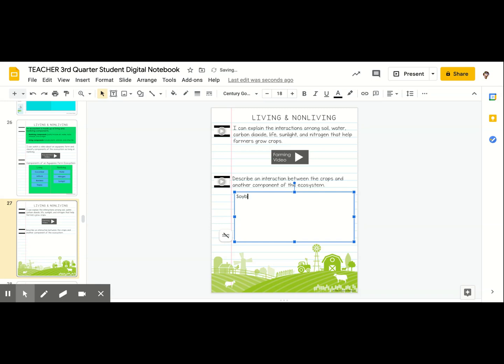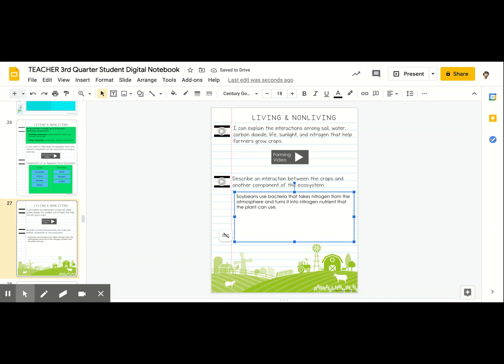So we could say that soybeans use bacteria, which is important to them, that takes nitrogen from the atmosphere and turns it into a nitrogen nutrient that the plant can use.